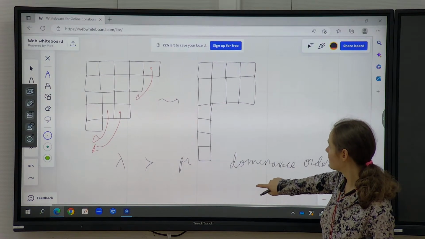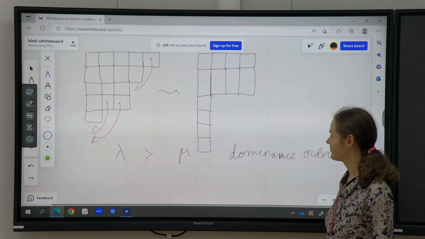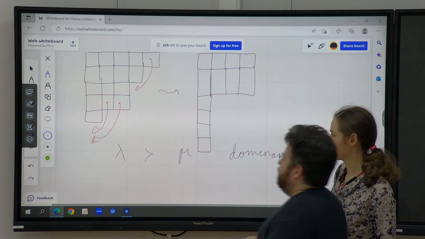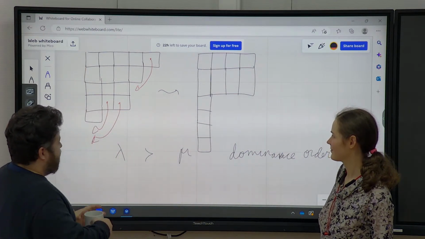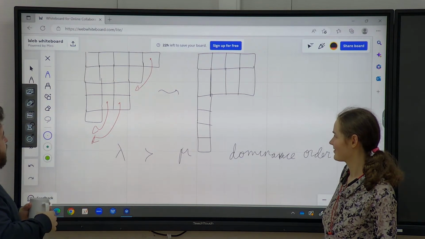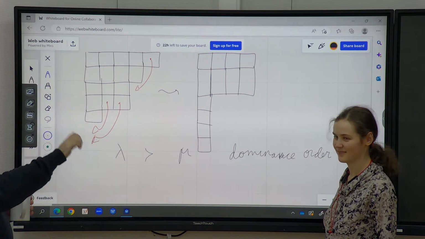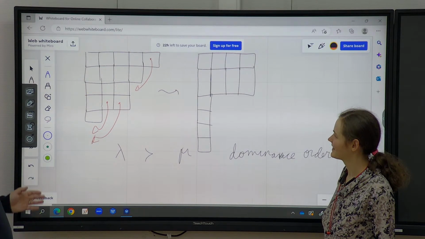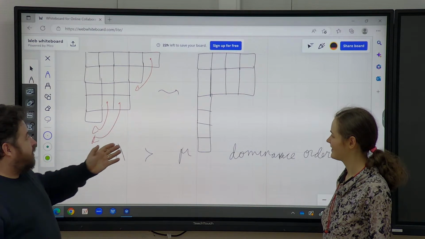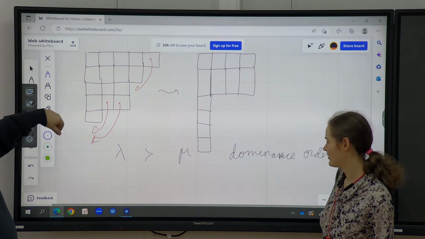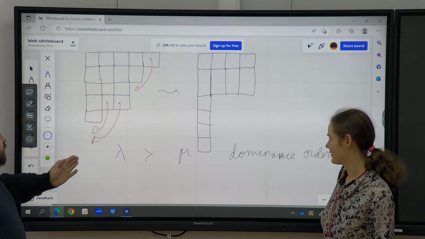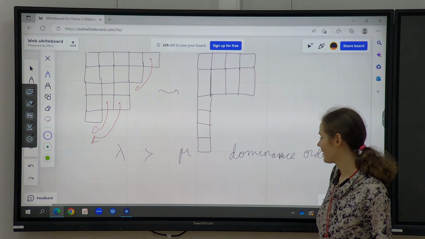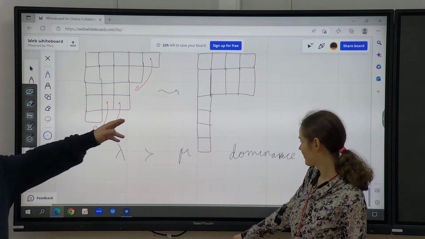So it's the so-called dominance order. For this order, it's maybe more convenient to write the diagrams in the French notation. So if this is the ground and the gravity goes this way, right? So you just drop some boxes down, and if you can obtain one diagram from the other just by dropping some boxes, well, in this case, it's moving them to the left, right? So this is the dominance order. Oh, well, this one dominates this one.